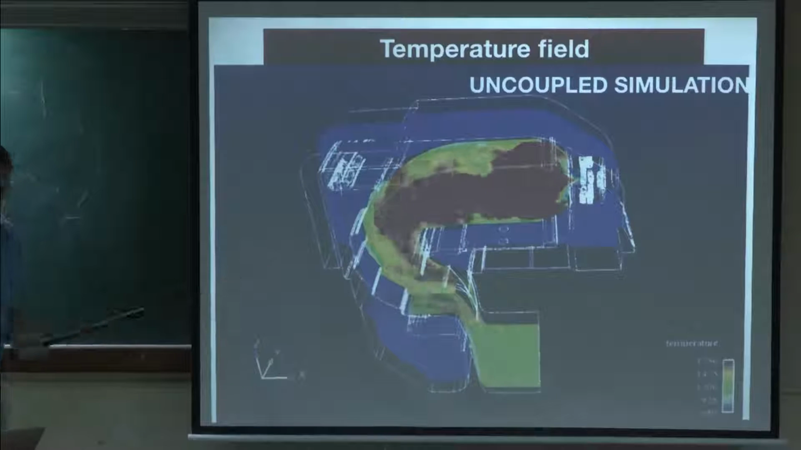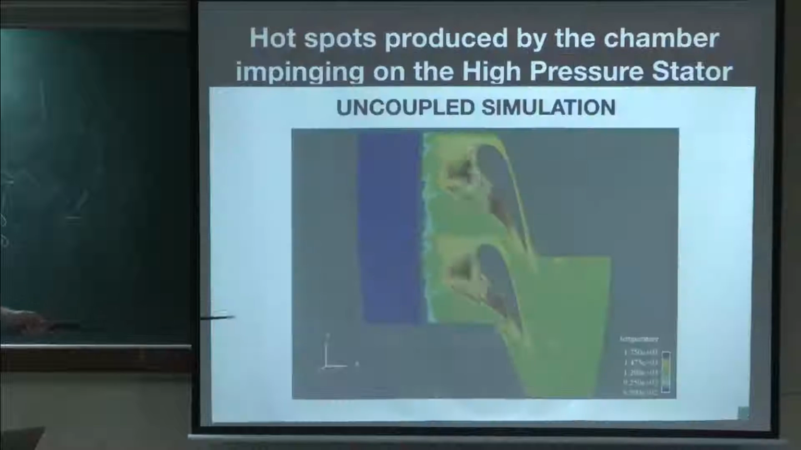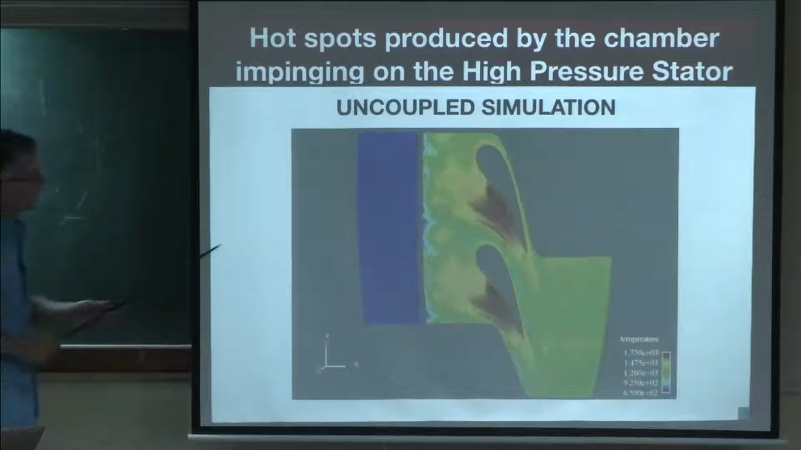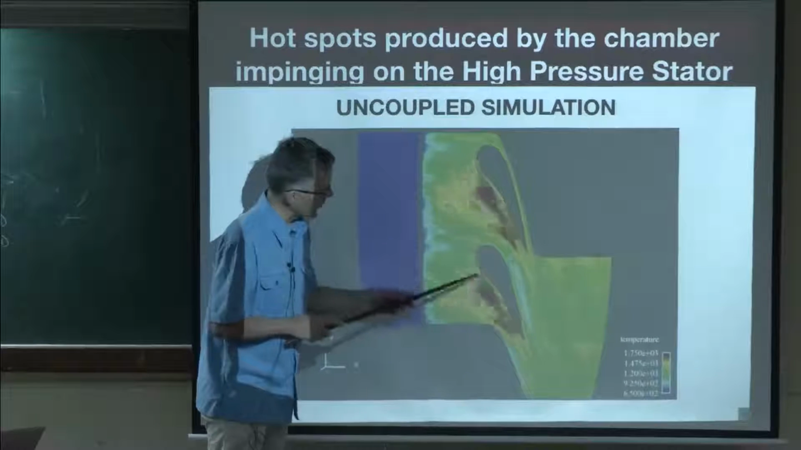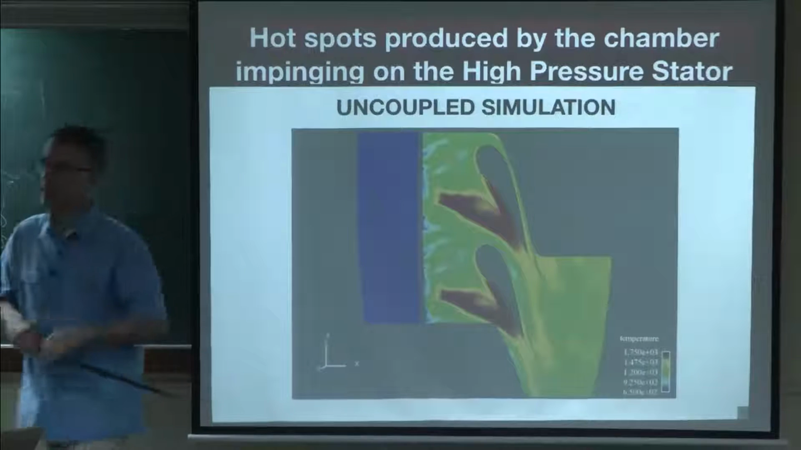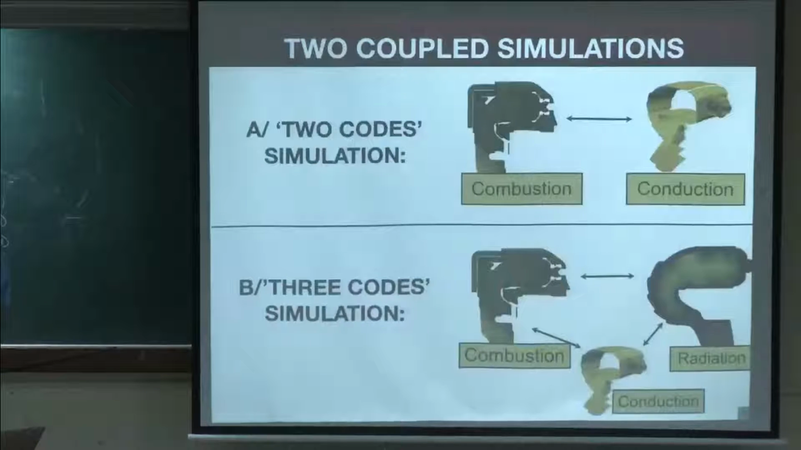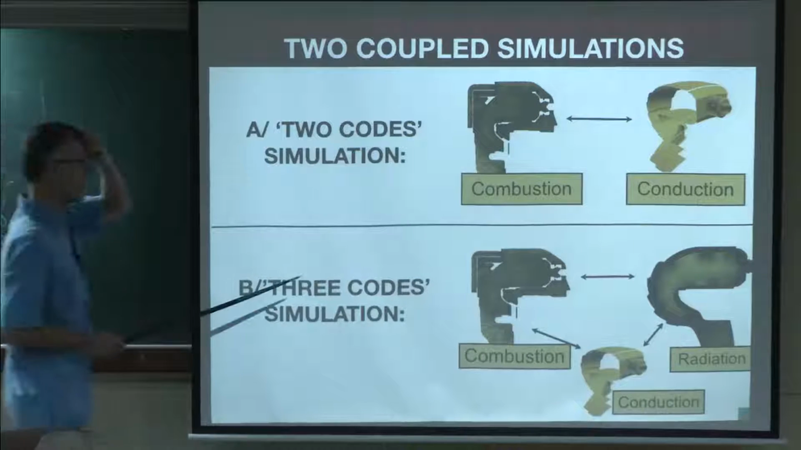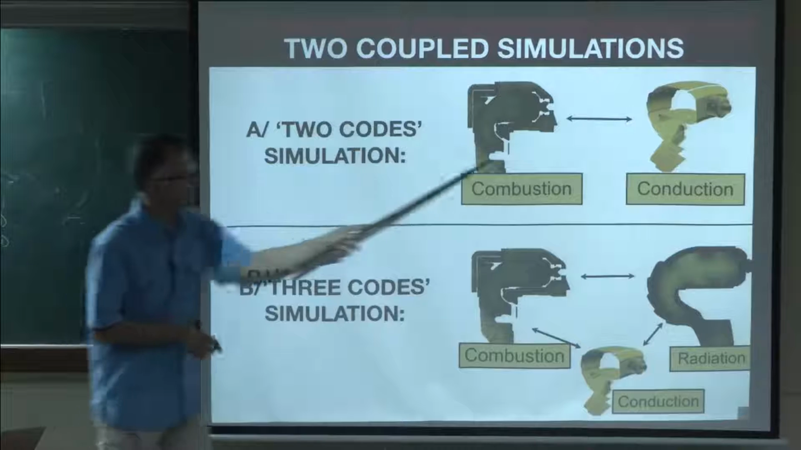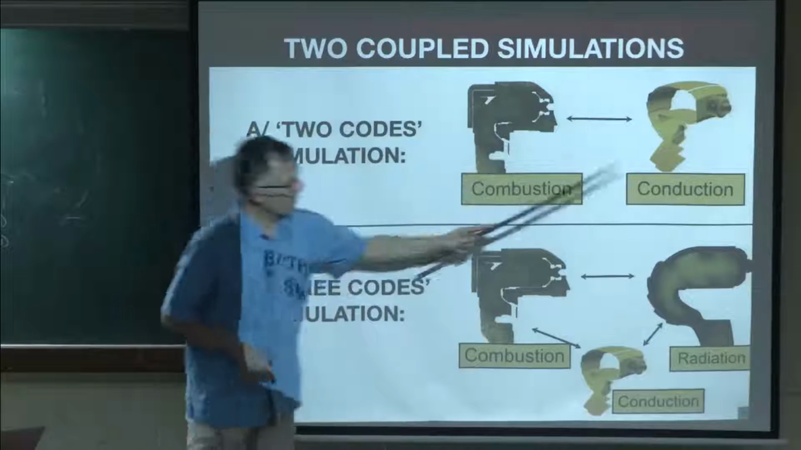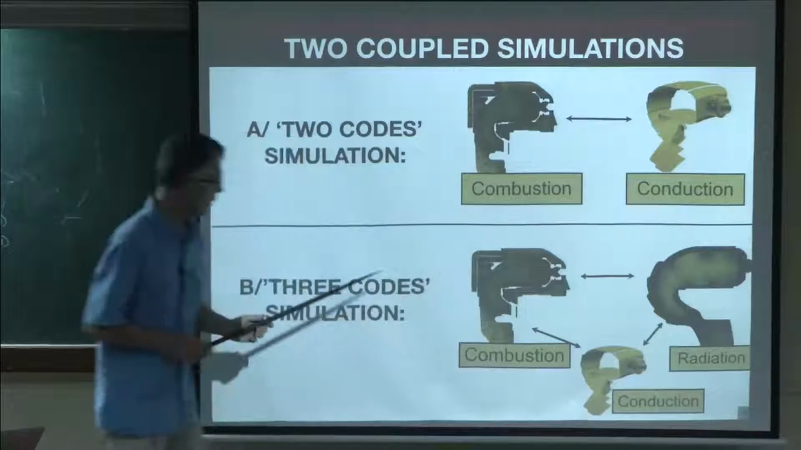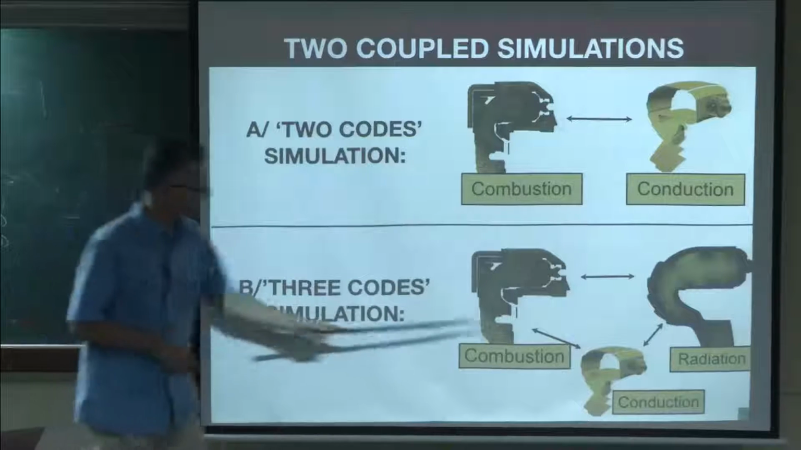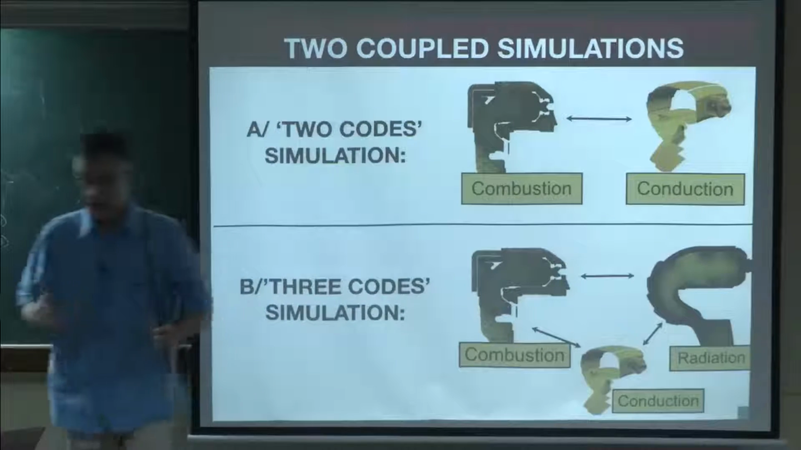So that's the uncoupled simulation where you just only do the flow. As we said before, for the blade, you see all these hot passages arriving on the blade. That's going to change, of course, the results. And I'm going to show you 2 simulations now, one with a 2-code simulation, when you have combustion and conduction in the blade, and the other one, which is a 3-code simulation, when we do combustion, radiation, and conduction, everything at the same time.